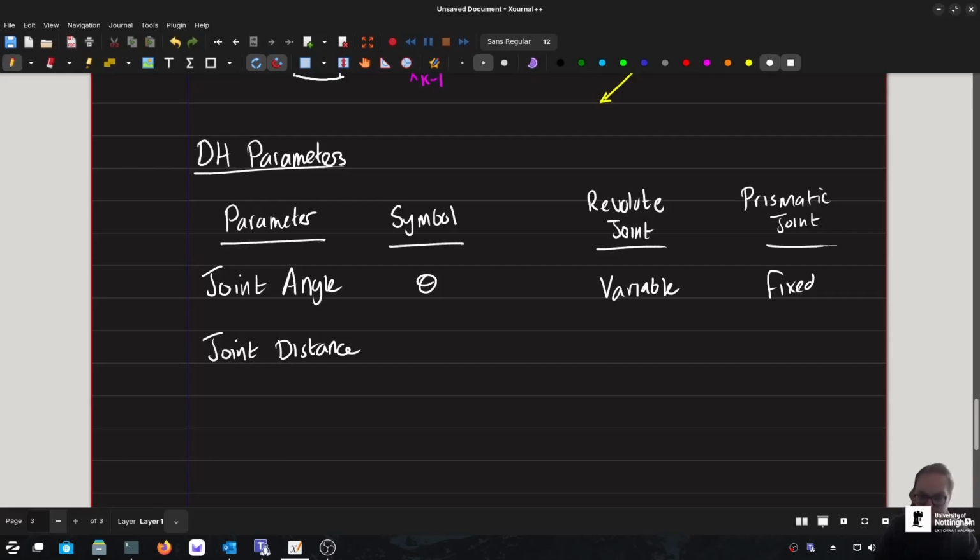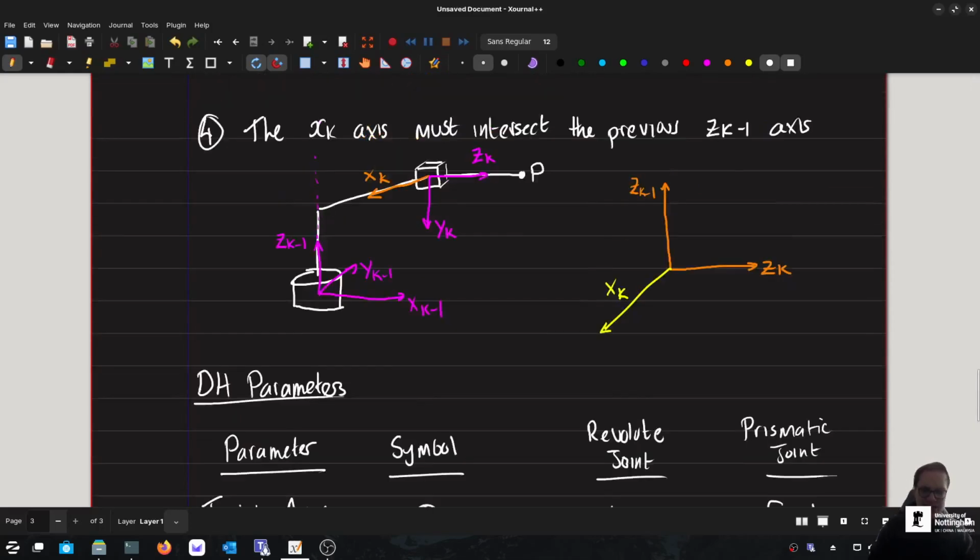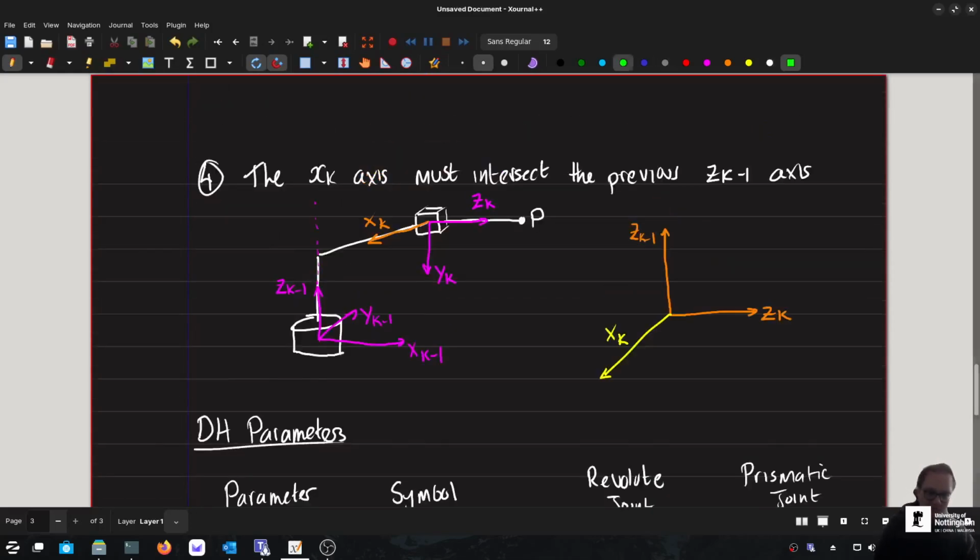So you've already dealt with this too. We've done it. It's going to be D. We did that in lecture 3. Essentially, D is the distance along this z-axis. So that's going to be our D in this case, or in this case, this could also be D, just along the z-axis of the joint.